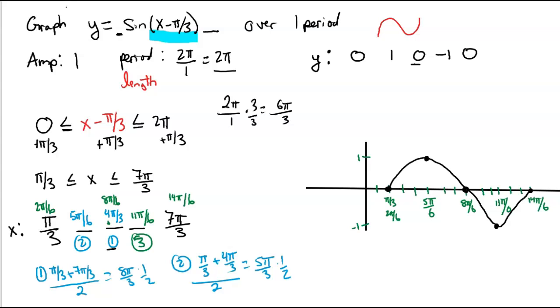Okay. So let's try another one. If you want to try one of these on your own, feel free to pause the video and try it, and come back and see what I did. Okay. So here is our second example. You are going to graph y is equal to 3 cosine of x plus pi over 4 this time. And let's graph this one over 2 periods worth.